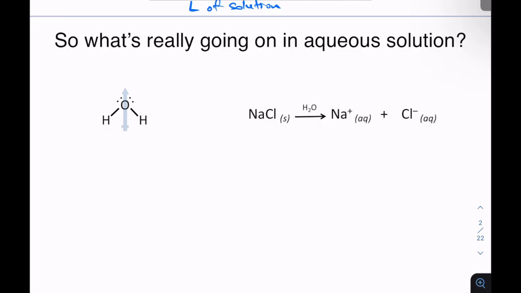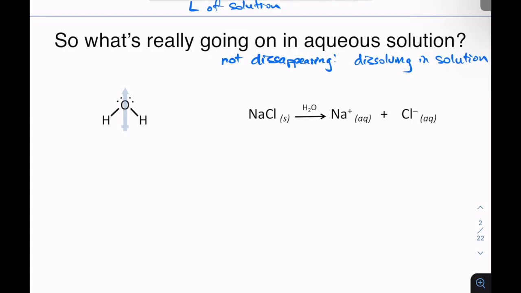But to the non-chemist, you might think that we're magicians and you put sodium chloride in water and poof, it disappears. But it's not disappearing, okay? It's dissolving in solution, all right? Not disappearing. It's dissolving in solution. Now, that's not just for ionic compounds. Anything that disappears in the solution is actually dissolving in the solution.